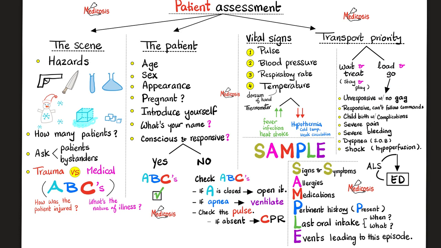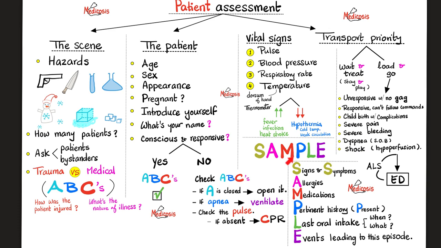How do we know if the patient requires to go to the hospital? Here are some classic scenarios. The patient is unresponsive and there is no gag reflex. Or the patient is responsive but cannot follow commands. Or it's complicated childbirth. Or there is severe pain, severe bleeding, shortness of breath, and shock.